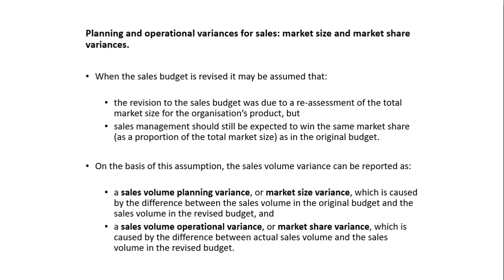So when you have a planning volume variance, we call it a market size variance. And when you have an operational volume variance, we call it a market share variance. So market size and market share are nothing but planning sales volume variance and operational sales volume variance. And the idea is the same behind it. When you're considering the volume of the number of goods sold, we're simply seeing how much was the variance.